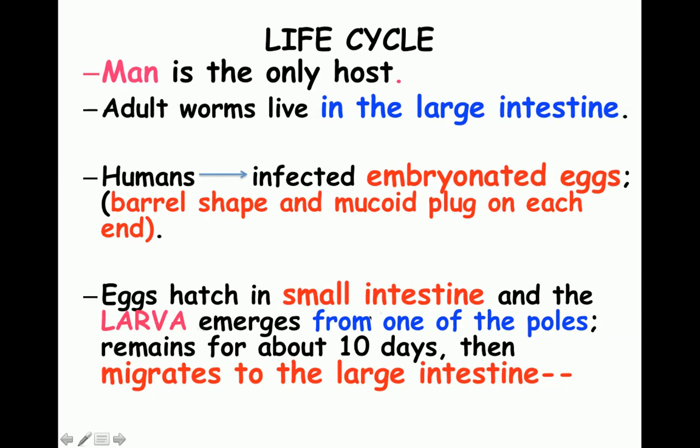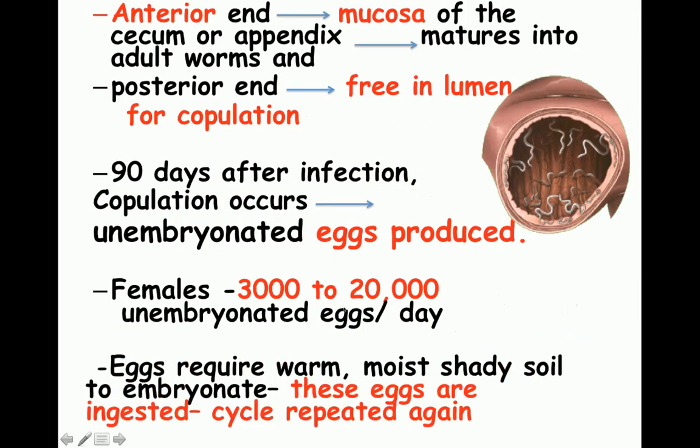It can remain in the small intestines for about 10 days, and then it moves on to the large intestines. In the large intestines, the anterior end of this parasite is going to get embedded in the mucosa of the large intestines, and the posterior end, you can see it hanging in the lumen.